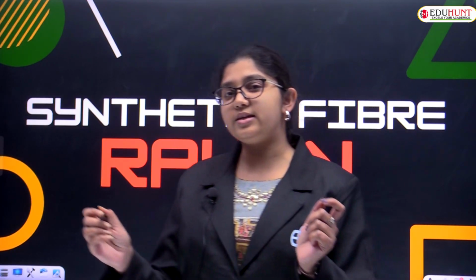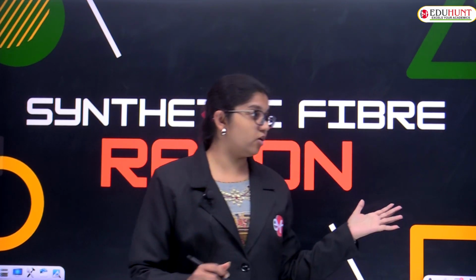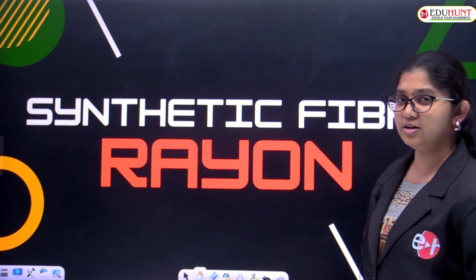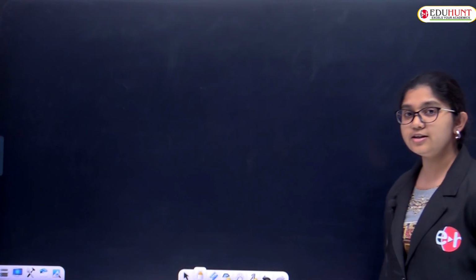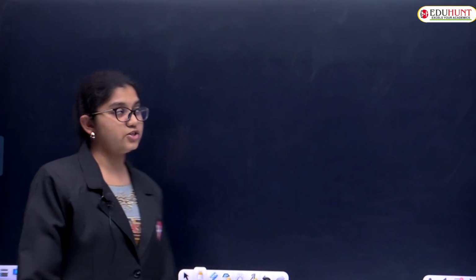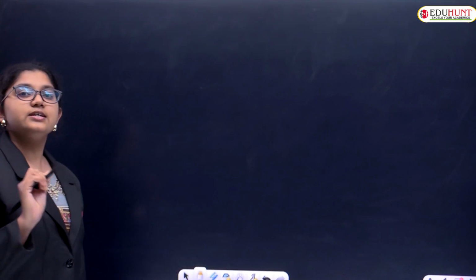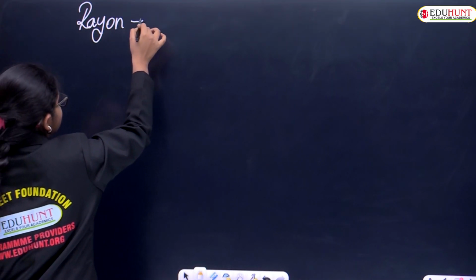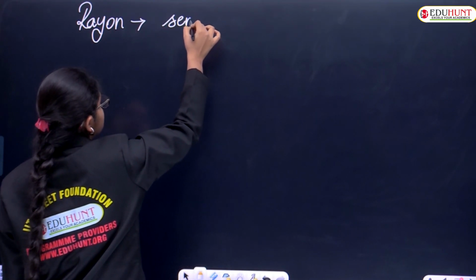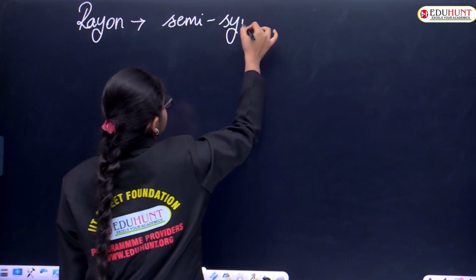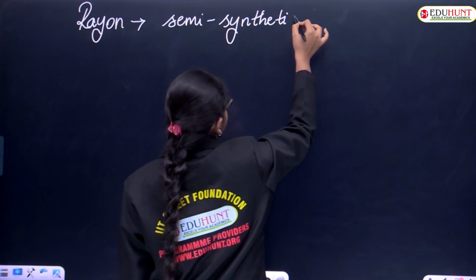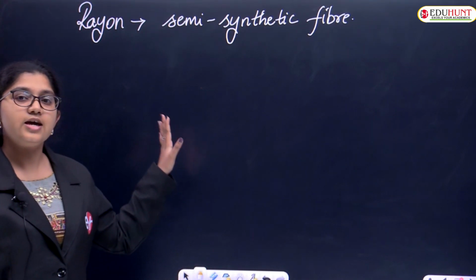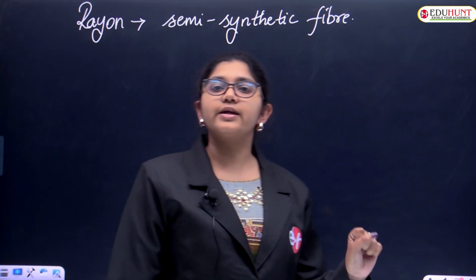The name we already noted: rayon is a semi-synthetic fiber obtained from wood pulp. Do you remember from the previous videos? If not, I'll tell you again, children. I'll just give you a summary. See, rayon is a synthetic fiber, but not a completely synthetic fiber. It is a semi-synthetic fiber.